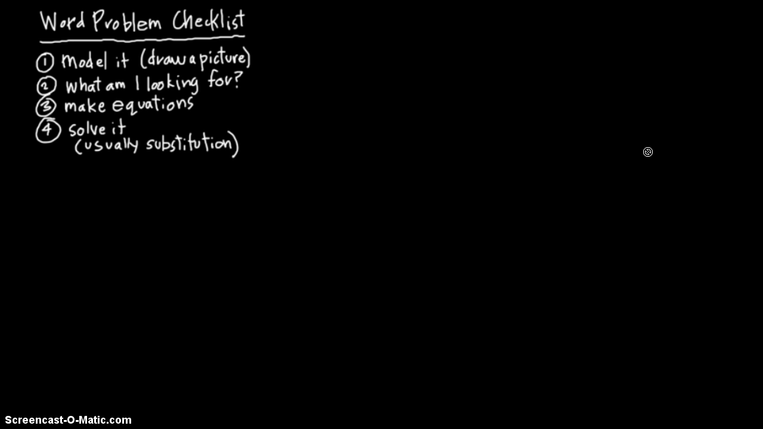First, you're going to model it. In other words, you're going to read the question very carefully, and then you're going to make a picture. Basically, if you make a picture, that means you're going to really understand what you're trying to do, because you're dealing with reality. It's not just numbers. It relates to some sort of reality. So drawing a picture always makes it much easier to understand.